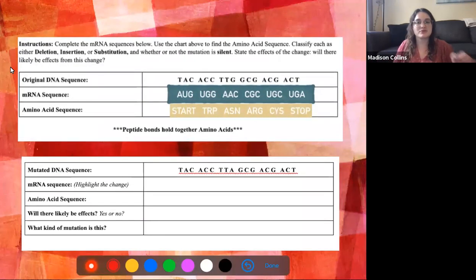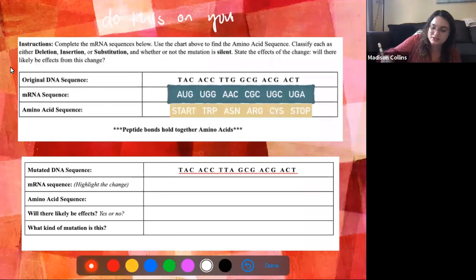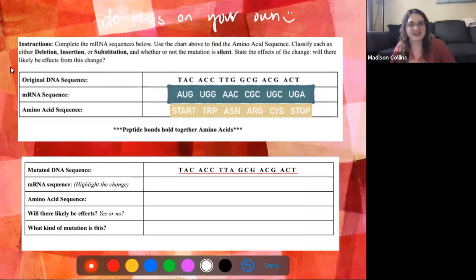I've got one more example for you. Now, I'm not actually going to run through this one with you. I want you to do this one on your own. We will go over the answers tomorrow in class, but I want to see if you can figure it out on your own. So same thing we've been doing, go through and figure out the mRNA and amino acid sequences, and then tell me, will there be effects because of this mutation? And what type of mutation is this? So refer to the vocabulary words that we just went over.